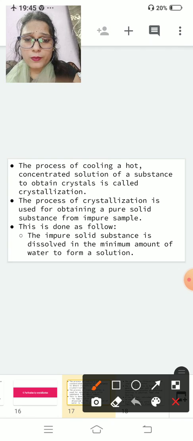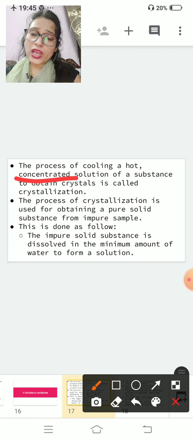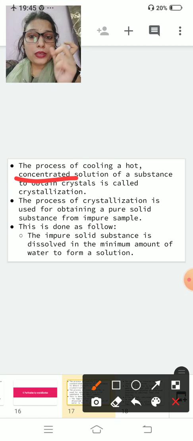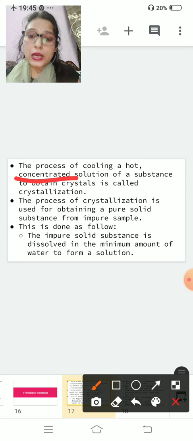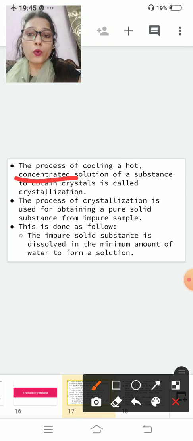Here one term has come: concentrated. What is that? We have done it earlier. The meaning of concentrated is that the amount of solute present is more. Clear? And if you cool it, whatever substance you get is in crystal form, and this process is known as crystallization. The process of crystallization is used for obtaining pure solid substance from impure substance. What will you get as a result of the crystallization process? You will get a pure solid.